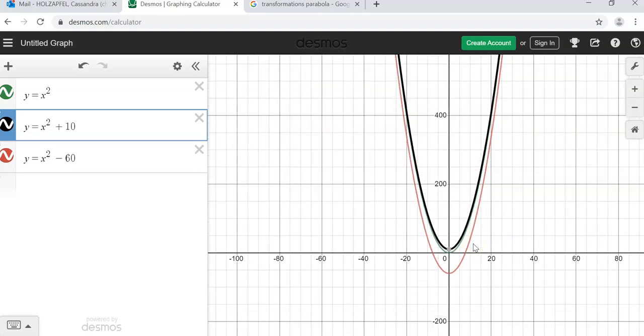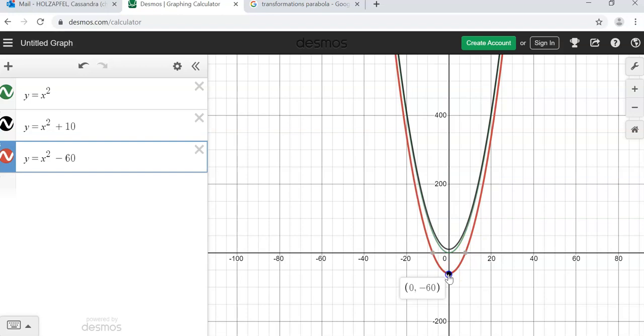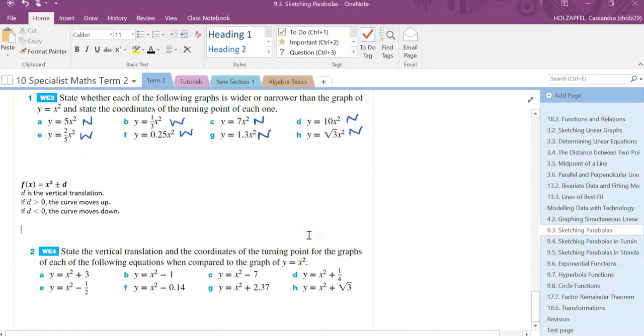Can we have a guess at what this last turning point is going to be? If you guess (0, -60), then you're right. So all we're going to do is say the turning point of the new curve is going to be (0, -60), because this has shifted this curve that was at (0, 0) down 60 units. So let's go back to our question now. State the vertical translation and the coordinates. For this first one, y equals x squared plus 3. Well, we know that the vertical translation is going to be moved up 3. So let's say 3, and this is positive 3, so it's going up. And so the new turning point is going to be (0, 3).